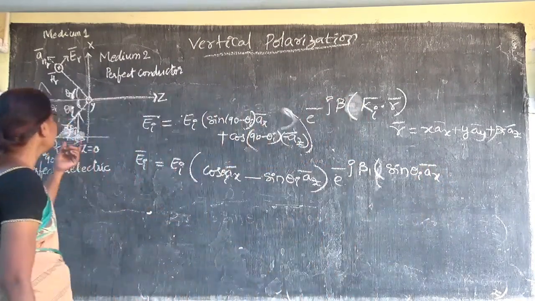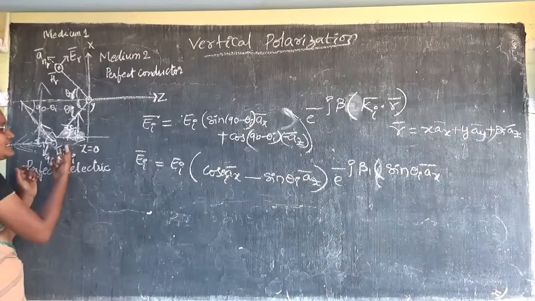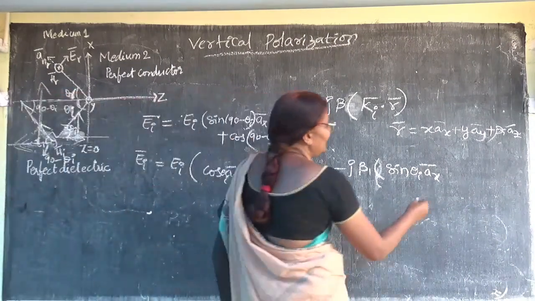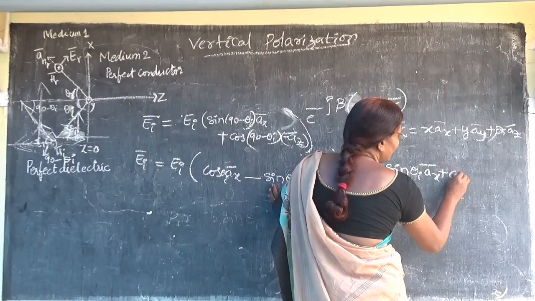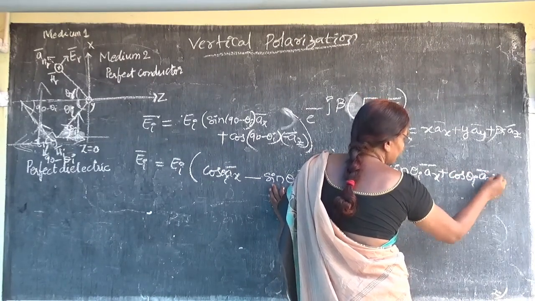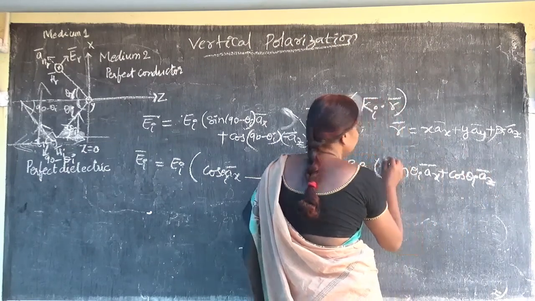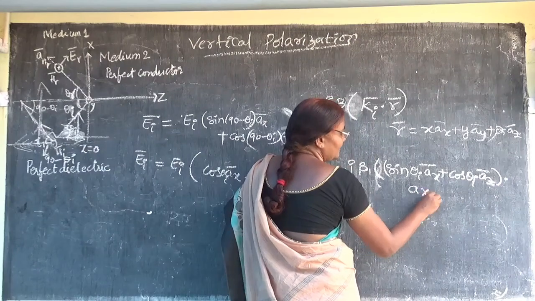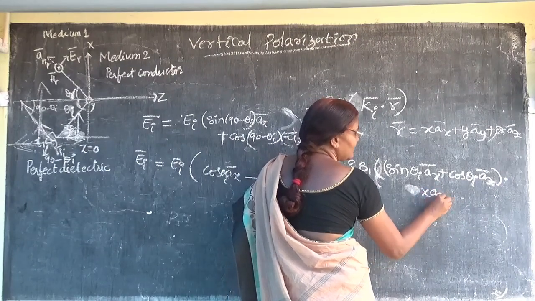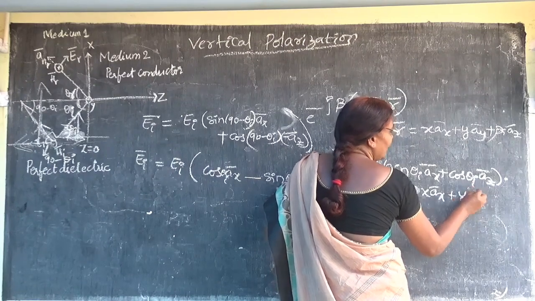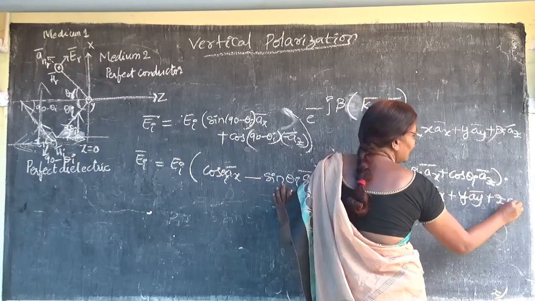Next, what is this component? This component is cos, in which direction? Z direction. So plus cos theta i az bar dot position vector x ax bar plus y ay bar plus z az bar.